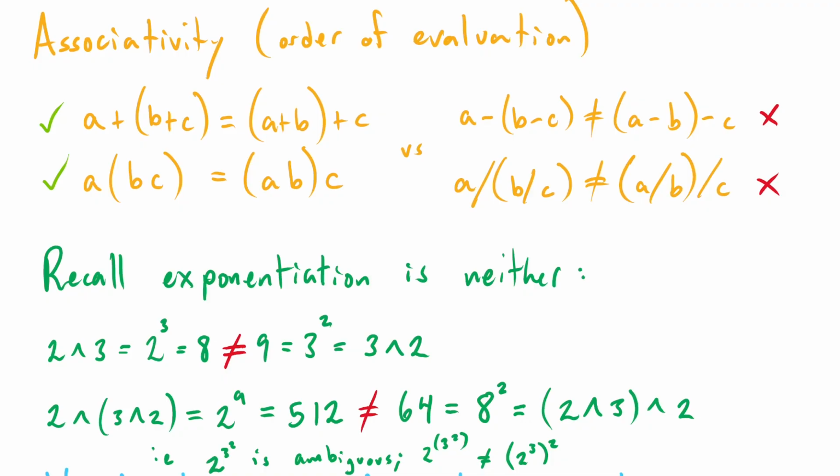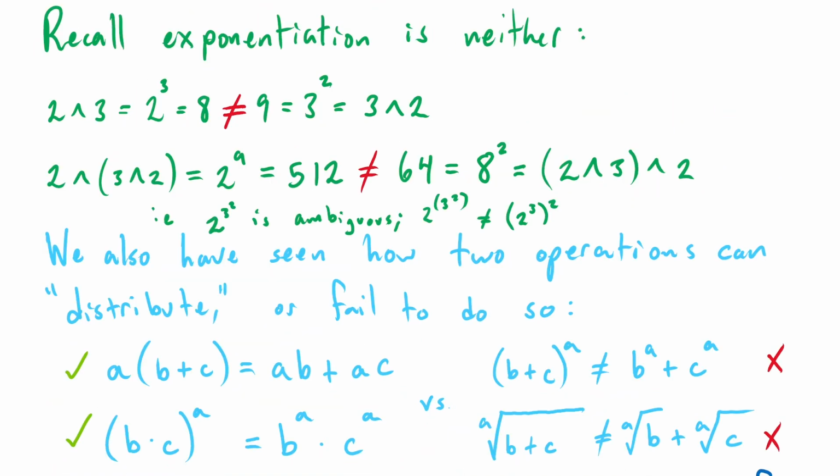If I took 2 to the power of 3 to the 2, and I did the 3 to the 2 first, that'd be 2 to the 9, or 512. But if I did the 2 to the 3 first, well, that would be 8 to the 2, and that would be 64. So, in other words, we have to agree beforehand which we're going to do, or just writing a bunch of exponents isn't unambiguous.